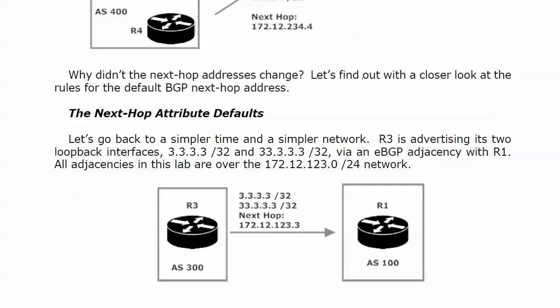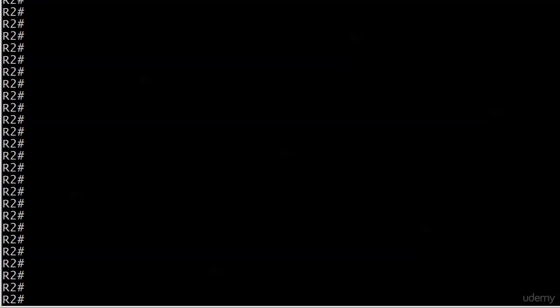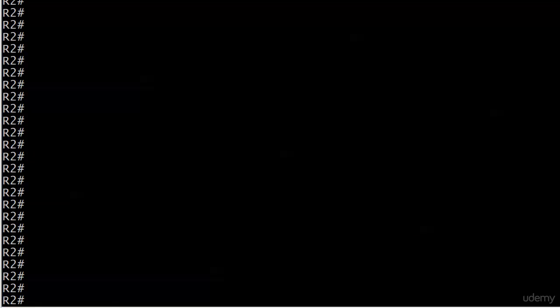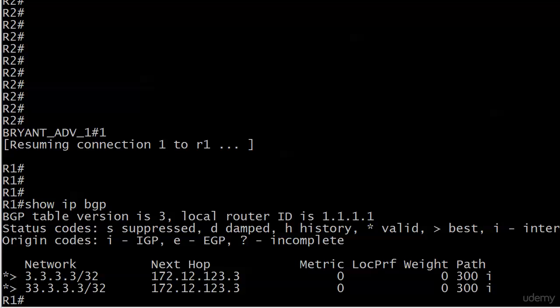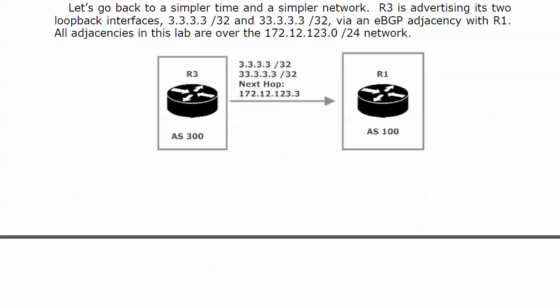You see the next hop is 172.12.123.3. That's intuitive, makes perfect sense. But let's verify anyway by going over to Router 1 and running show IP BGP. There are the two routes, and the next hop's 123.3, and everything is exactly as we would expect it.